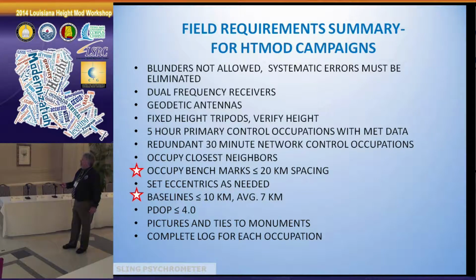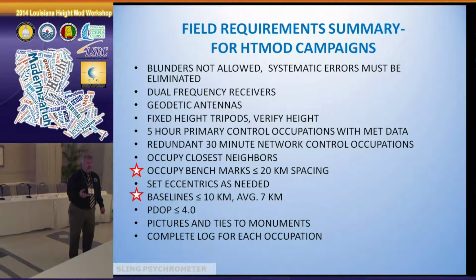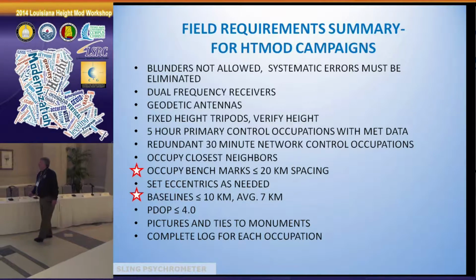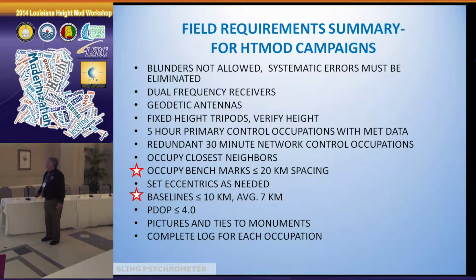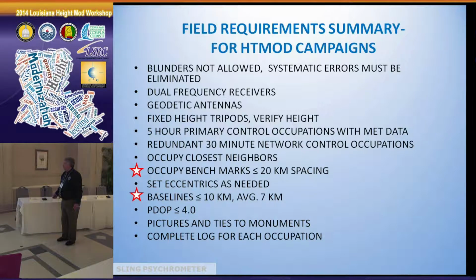The idea is to stagger, or to occupy the benchmarks, validate them to see which ones work, but have them no more than 20 kilometers apart. Sometimes easy, sometimes not easy. Not too easy here, I don't think. The baselines, I said, had to average 7. Then there's a position dilution of precision we'll talk about, but the value is 4. If we had to do that today, I would want 2. And pictures and things like that. So you need to do that in the field.